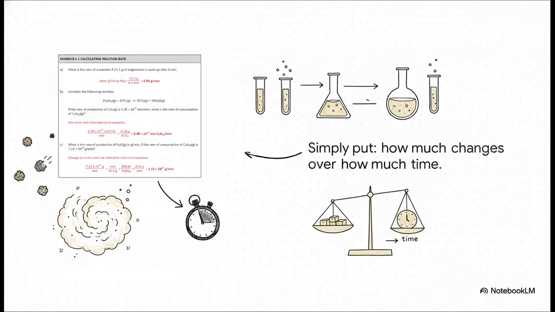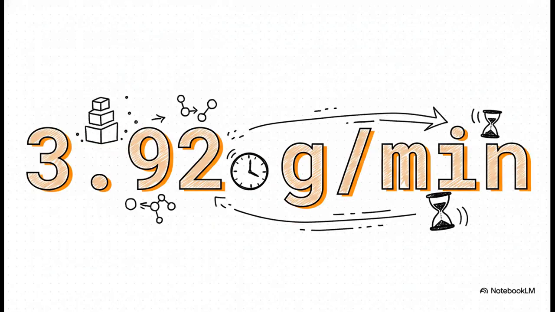Let's make this real with an example. Here we've got a problem where 23.5 grams of magnesium are used up over 6 minutes. The math is exactly what you'd think it is. You take the amount that changed and you divide it by how long it took for that change to happen. And that gives us our answer, 3.92 grams per minute. See those units? They tell you the whole story. An amount, grams, per unit of time, minutes. That's our speed. Simple as that.